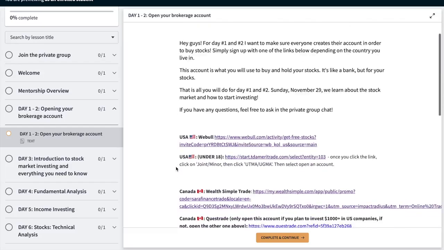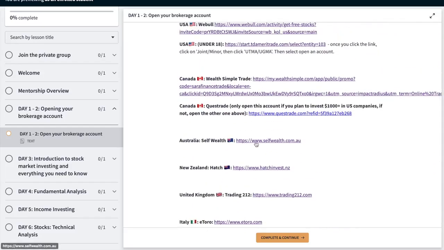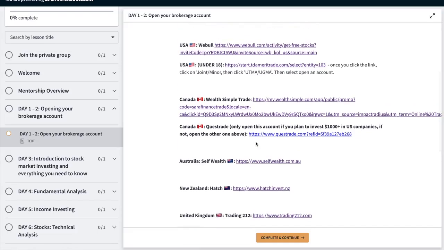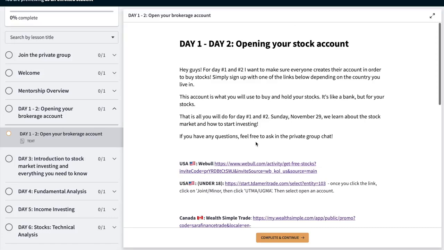So all you have to do here is find your country, and then once you do, you just have to click on the link and then create an account. And it's going to ask you for some personal information, but don't worry, all of it is secure. It's just like a bank, and it does need your information if you're going to buy stocks. So once you have your account set up, you are all good, and now I'm actually going to show you how you can physically buy a stock once you have your account set up.